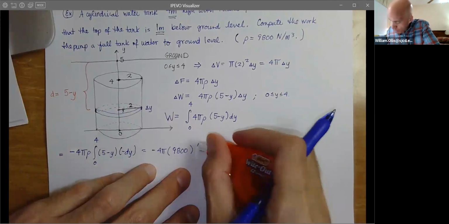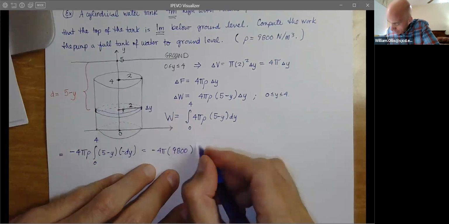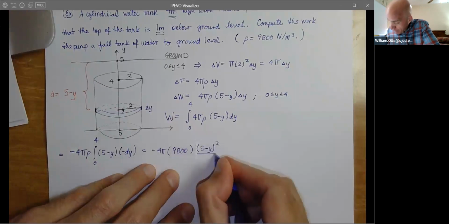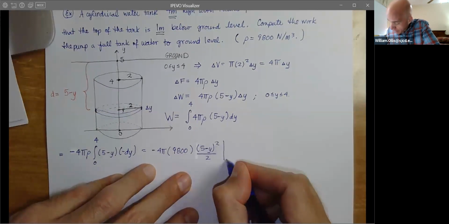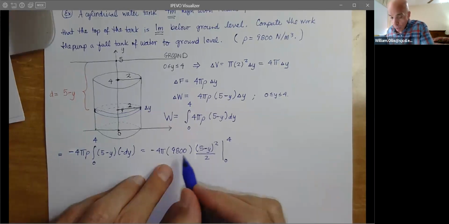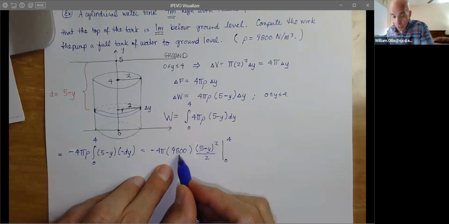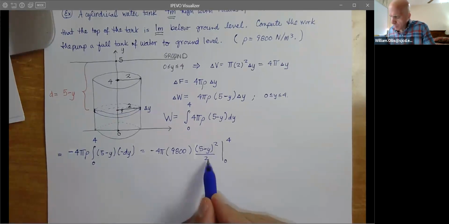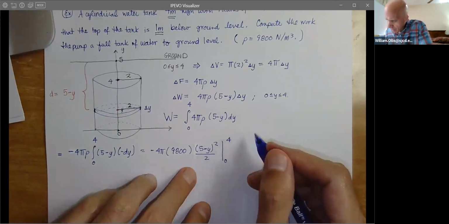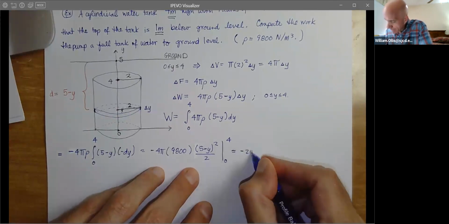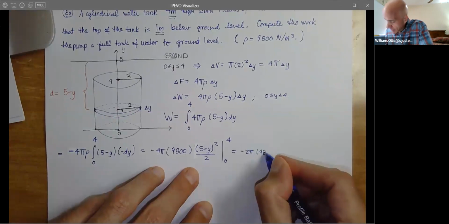Add 1, divide by the new power. So this will be 5 minus y, quantity squared, over 2, 0 to 4. So now, if you will, the 2 will absorb here. And I think, or actually to make it a little bit easier, we can just go ahead and absorb it there. And let's see here. So we'll say negative 2 pi 9800.